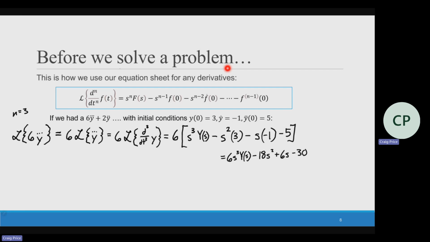Now, what happens if all my initial conditions are 0? This is 0, this is 0, this is 0. So I'm just left with the Laplace transform of 6y triple dot is 6s cubed times y. That's like our transfer function, right? Transfer function, again, it's the Laplace transform. It just doesn't involve initial conditions.